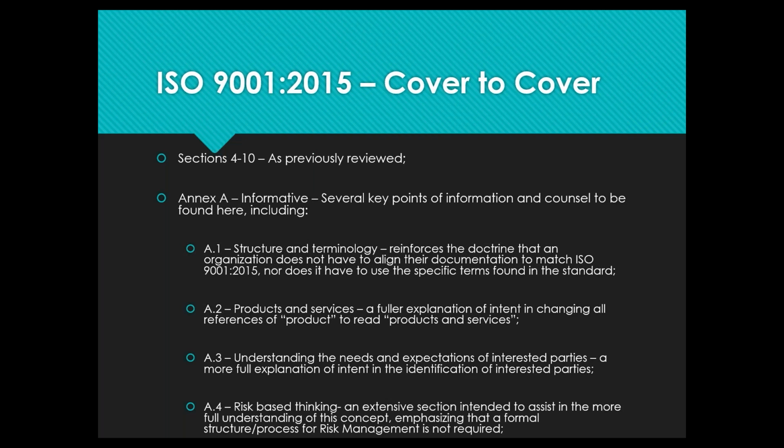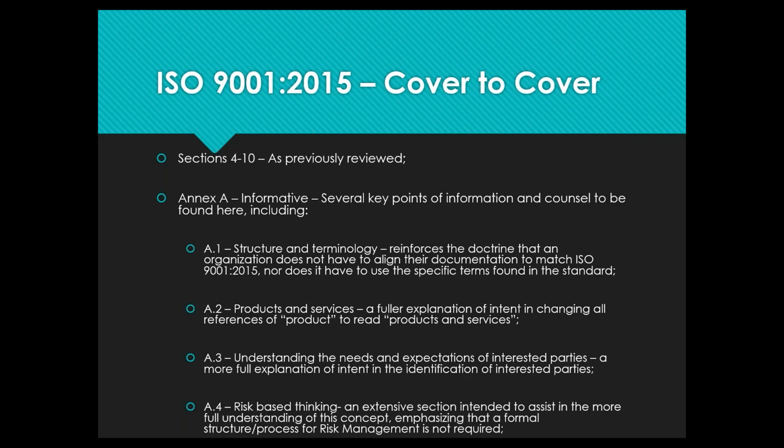In A1, there is a section titled Structure and Terminology. And what it basically says here is that for an organization to implement a quality management system, they don't have to number their procedures or their forms to match ISO 9001. And they don't even have to use the terms that appear in ISO 9001. So for example, if you want to refer to the folks you buy from as suppliers, you can do so. You don't have to start referring to them as external providers, just because that's the term that's used in ISO 9001. In A2, there is a more thorough unpacking of the intent in referencing products and services side by side, and we've sort of already talked about that.